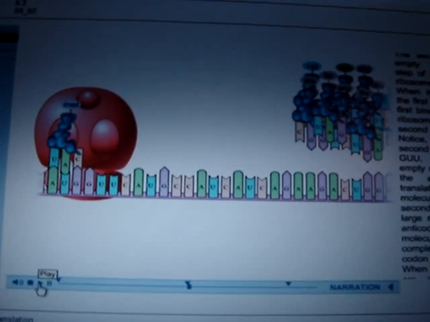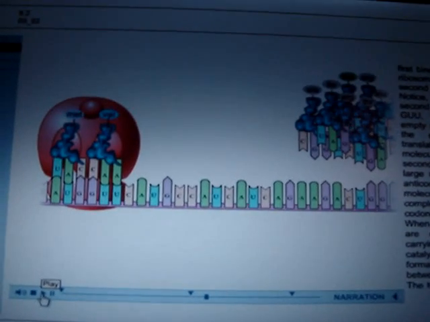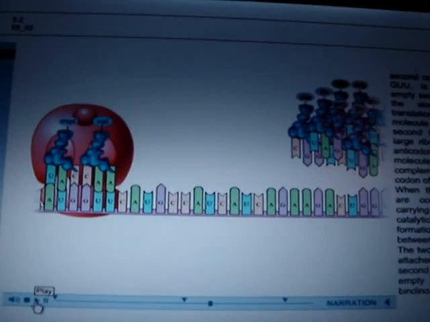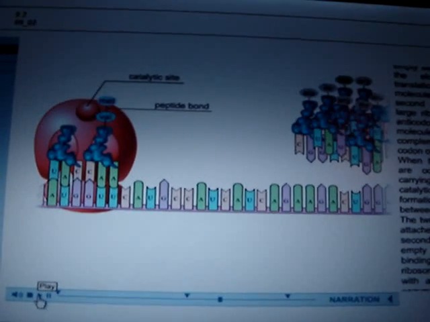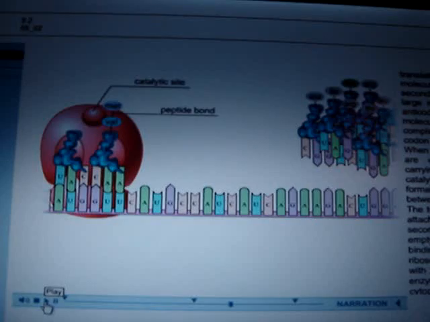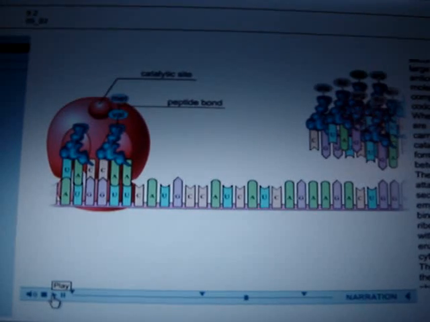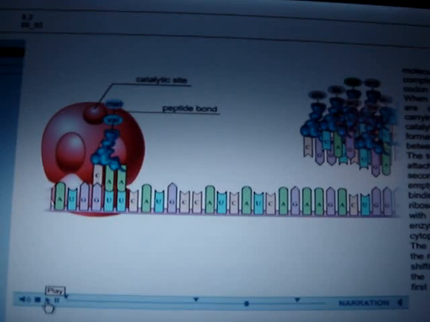In the elongation step of translation, a second tRNA molecule attaches at the second binding site on the large ribosomal subunit. The anticodon of this tRNA molecule must be complementary to the second codon of the mRNA molecule. When the two binding sites are occupied with tRNAs carrying amino acids, the catalytic site will catalyze the formation of a peptide bond between the two amino acids. The two amino acids are now attached to the tRNA in the second binding site. The empty tRNA at the first binding site leaves the ribosome to be recharged with a new amino acid by enzymes found in the cytoplasm.